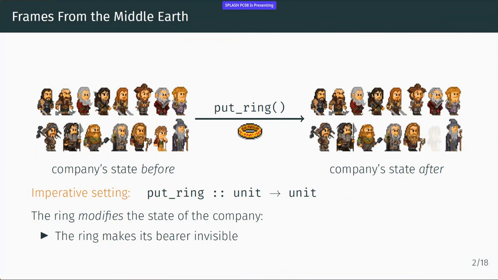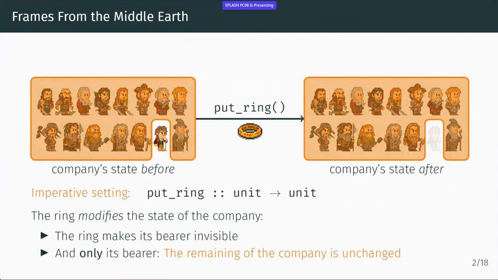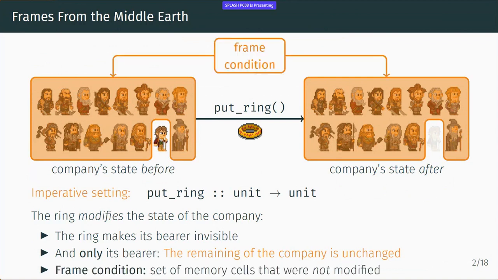Can you guess which one? The answer is: the rest of the company is left unchanged, and that's very important actually. Okay, this relation that says that the rest of the company doesn't change at all, this is what we call a frame condition in a verification setting. Okay, and this is usually described as a set of memory cells that are not modified by the execution of the program. But in this talk, we are not interested in the imperative setting, but rather in the functional setting.